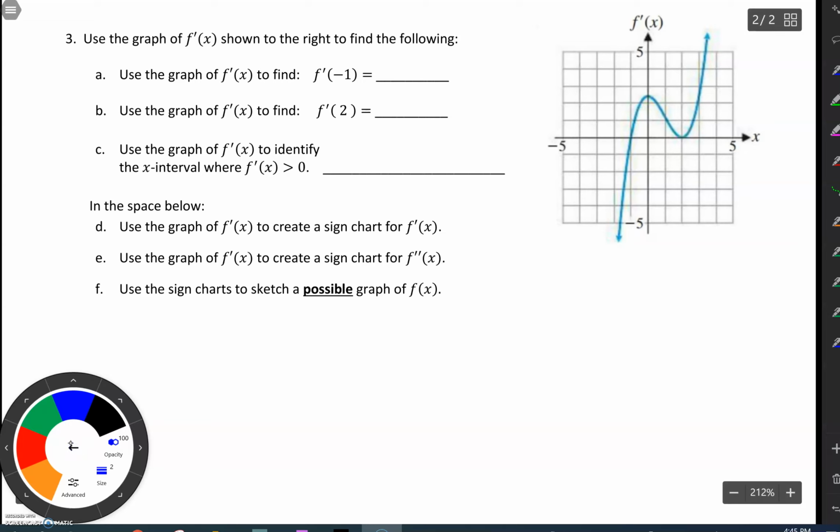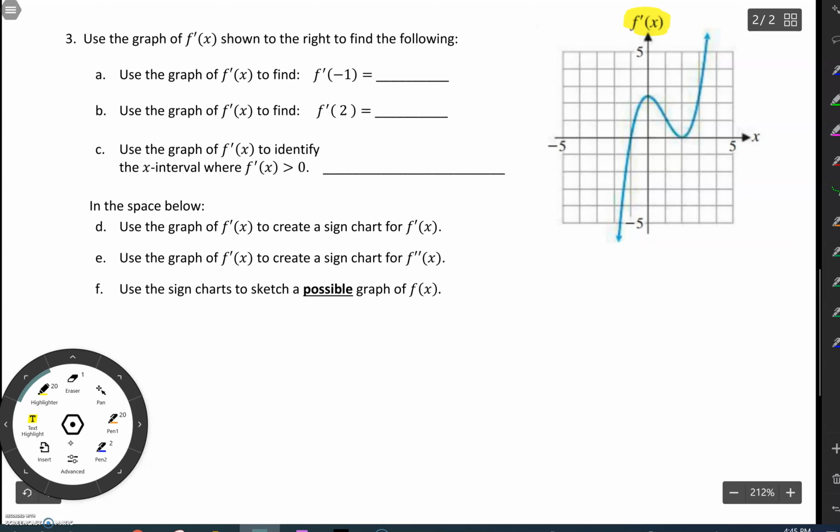Okay, let's talk about how to create the first and second derivative sign charts when we're given a graph of the first derivative. So, when you're creating the first derivative sign chart, it's going to be like you're superimposing that x-axis onto this graph because you're given the graph of f prime. So to get the f prime sign chart info, you just directly read this graph.